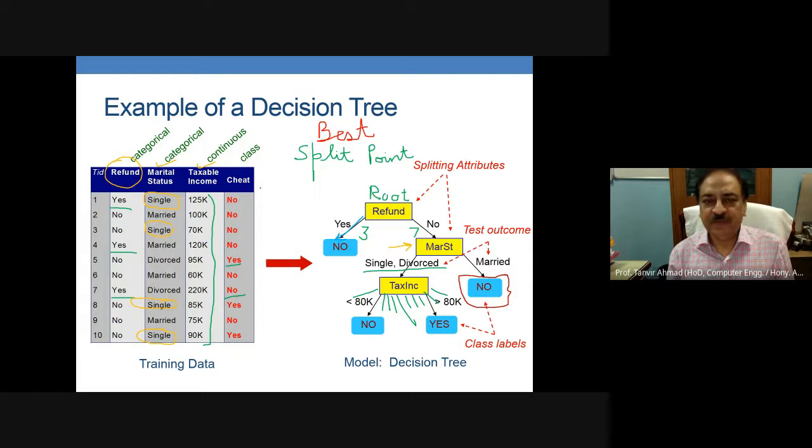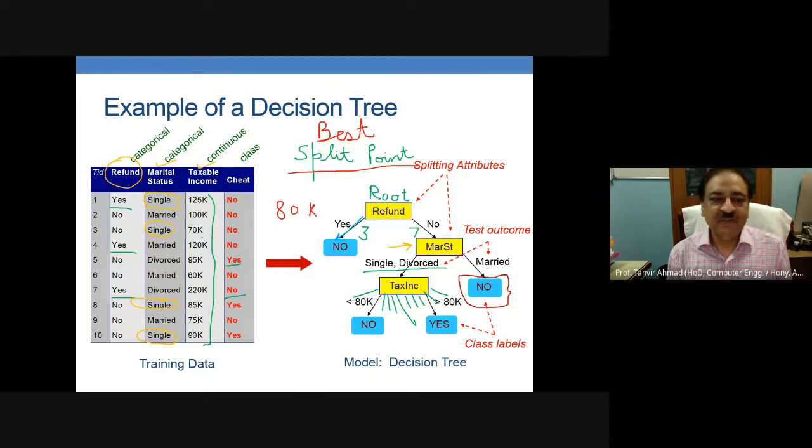Now, the best split point will be... there is a method to find this, and let us try to understand at this moment that I find that 80K is the best split point. Okay, let us try to use that. By some method, I found that 80K is the best split point. And therefore, whatever is less than 80K will fall on one side, and what is more than 80K will go on the other side.